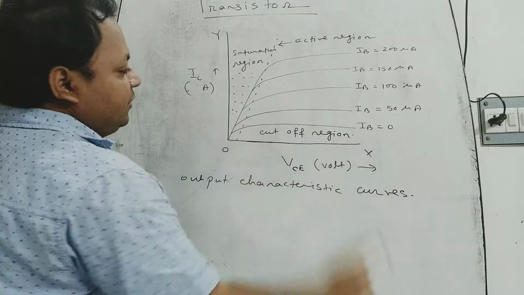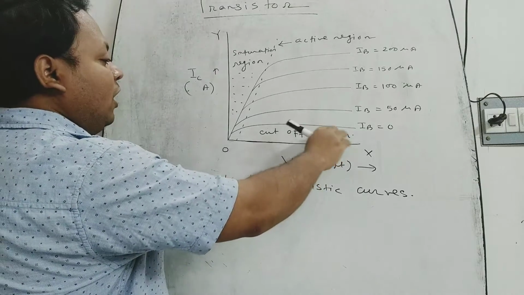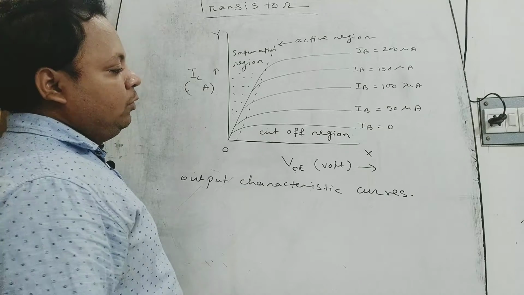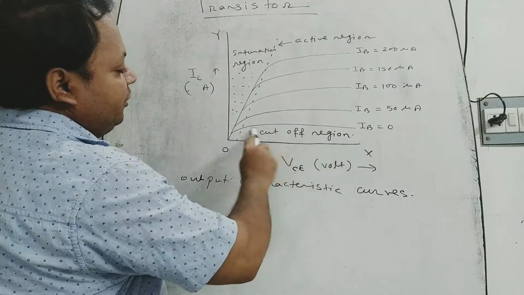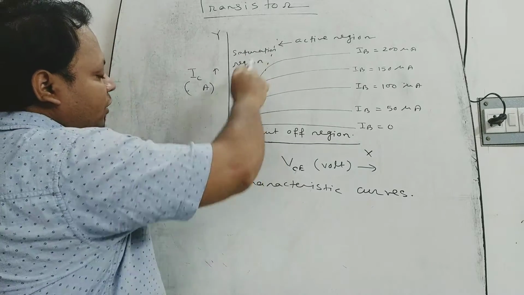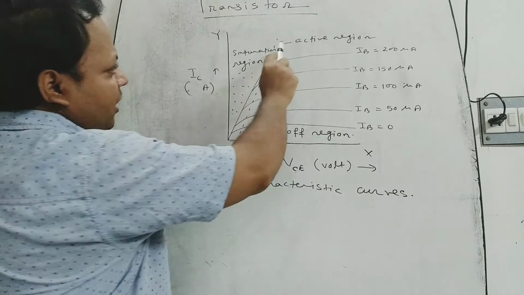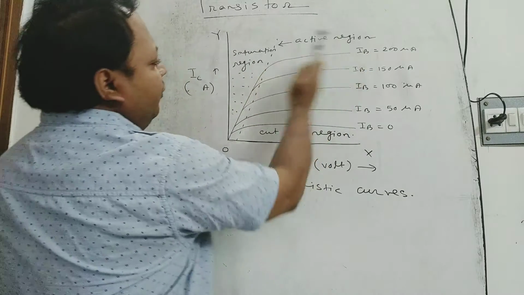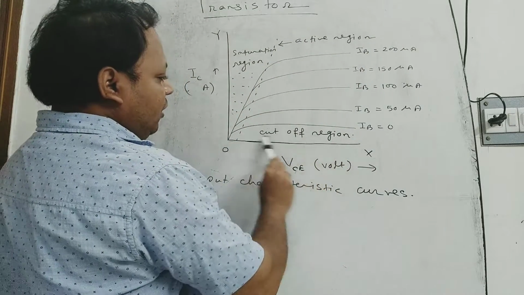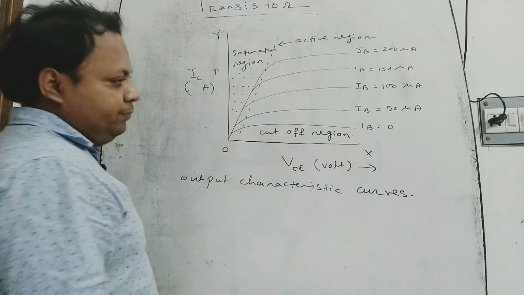Below the curve of IB equal to 0, this region is known as the cutoff region, this region of the graph is known as the saturation region, and this is known as the active region.